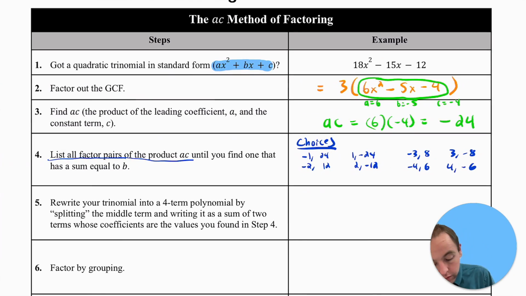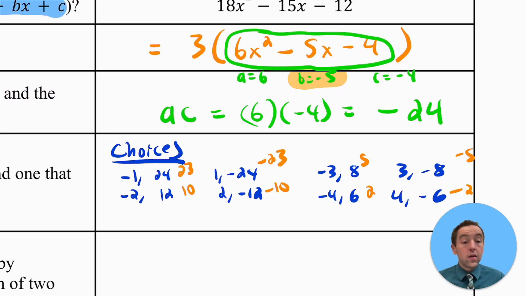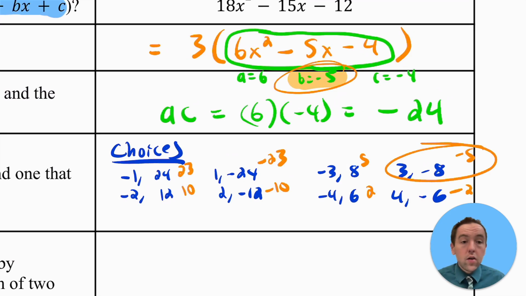Now, from those, we want to find the one that has the sum equal to b. So remember that our b value is this value right here of negative 5. If we sum the negative 1 and the 24 together, they're going to have a sum of 23, and the other one is negative 23. Here we get 10, negative 10, 5, negative 5, 2, and negative 2 if you add those values together, right? So we want the one that adds up to b, which is negative 5. So we'd want to choose that option that I just circled right there, the 3 and the negative 8, since that adds to negative 5.